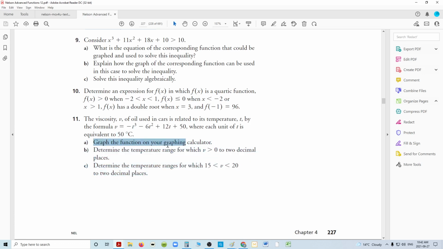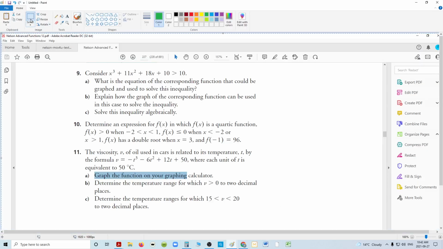Determine the graph function on your graphing calculator. But let's figure out also what a negative T graph will look like before we ever go to the graphing calculator.